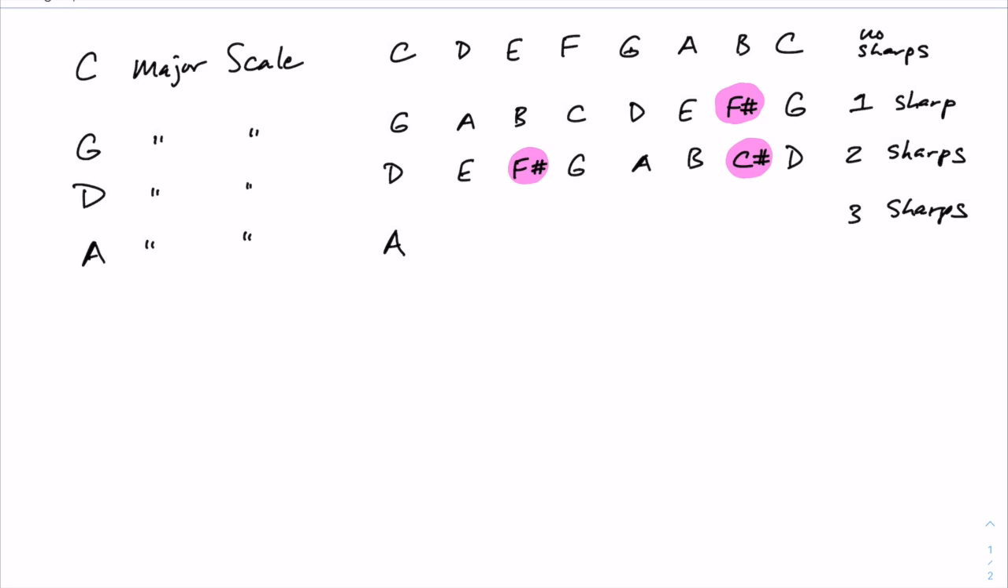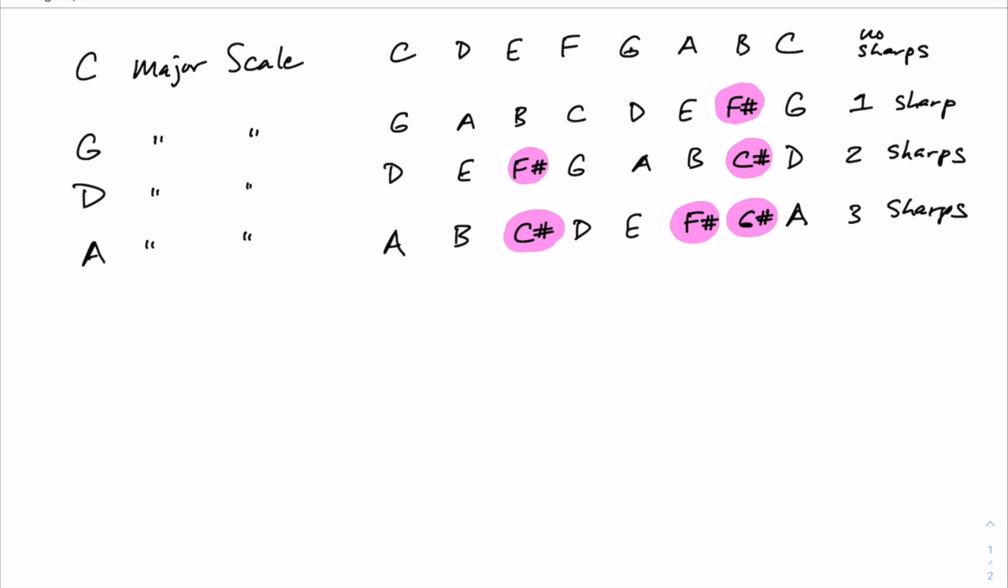Now for the A major scale, we're going to take the F sharp from the G major scale. We're going to take the C sharp from the D major scale. And then we're going to sharp the note right before A, which is G sharp. And that gives us our 3 sharps. So we can use these patterns to come up with the rest of the major scales.